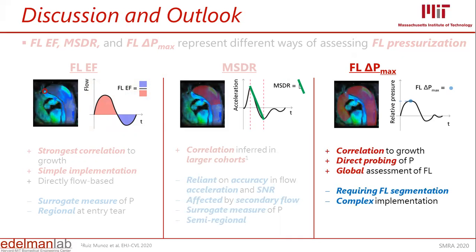Lastly, extraction of false lumen relative pressure is the most direct approach for assessing false lumen pressure, and it allows for a more global assessment compared to the other two metrics. However, drawbacks of this approach are the need for false lumen segmentations, which can be difficult in the setting of slow flow, and the more complex nature of the implementation. So in reality, given the strengths and weaknesses of each metric and the fact that they can all be derived from the same 4D flow dataset, an optimal approach for understanding may involve multiple metrics.